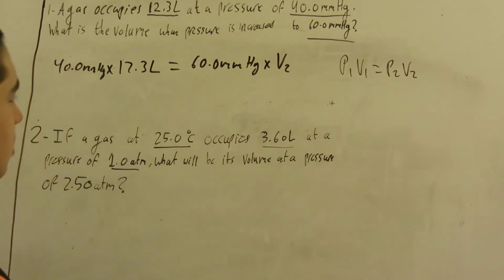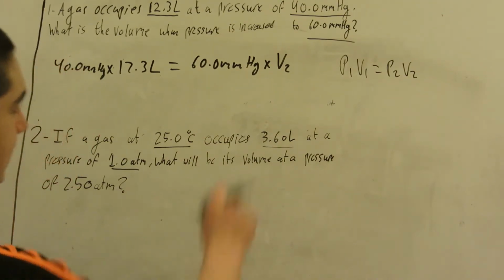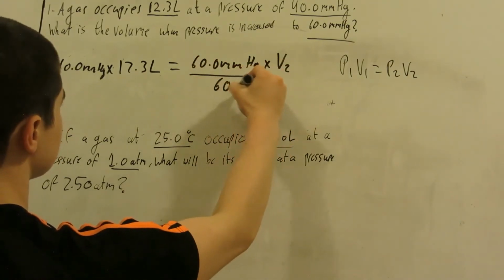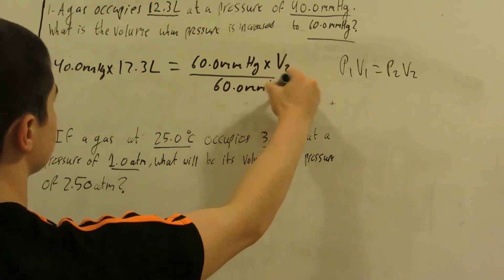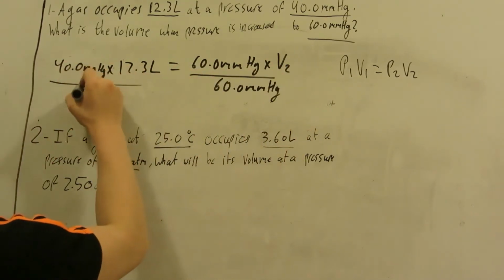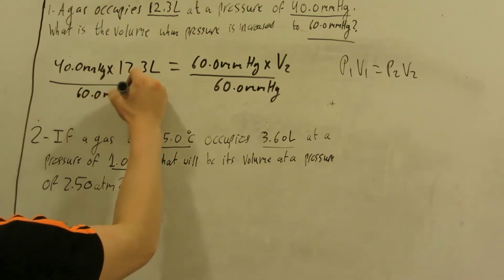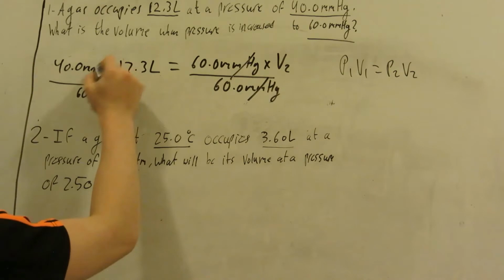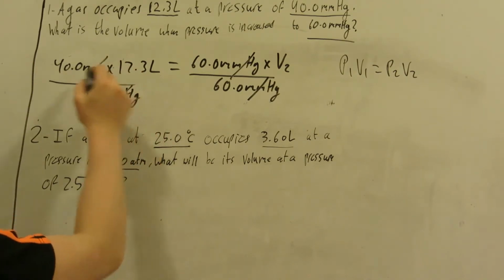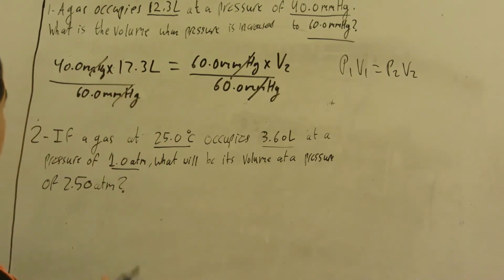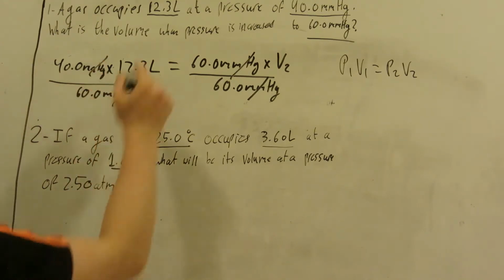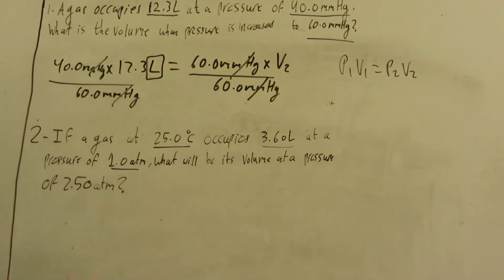We can solve that algebraically. We need to leave V2 on one side. How can we do that? We simply divide by 60.0 millimeters of mercury on both sides, and then this cancels this. Unit cancels unit, millimeters of mercury cancels millimeters of mercury, because as we know in unit conversions, when the units are similar up and down, they cancel each other. We're left with the unit L, liters.